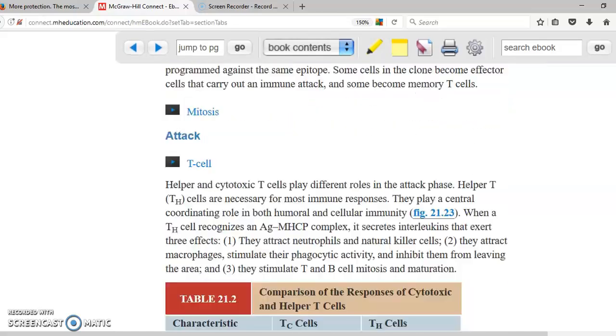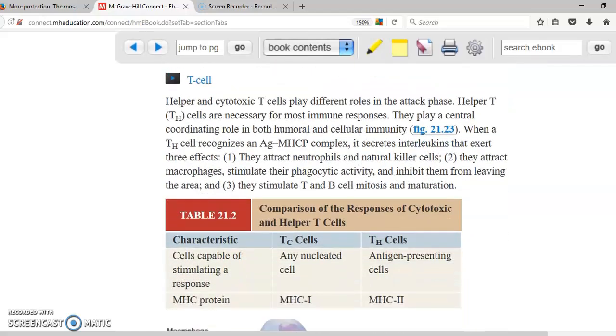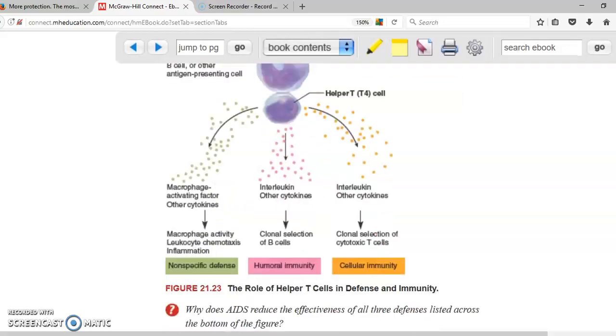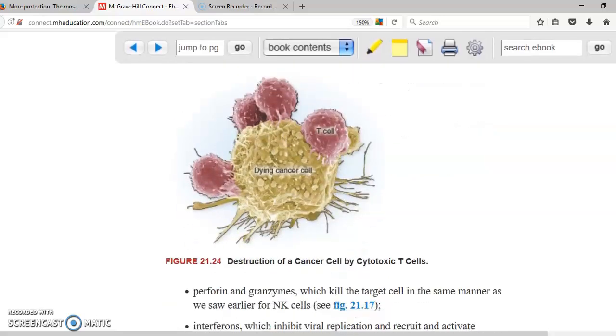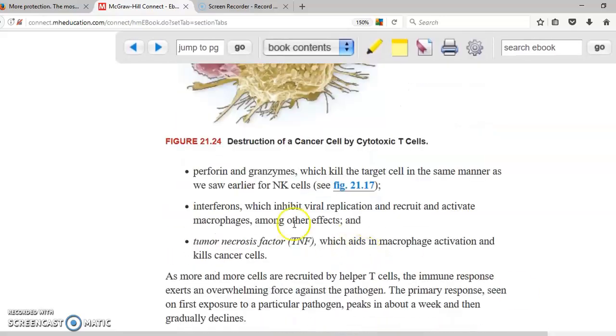And then we have attack here. We already talked about it. If we keep scrolling down, you can see the interleukin works by increasing the cellular immunity, the humoral immunity, as well as the non-specific defense. Then if you keep scrolling down, you have some of the chemicals used by the cytotoxic cells to destroy microorganisms. It uses a lot of enzymes to destroy it. Interferons stop viral replication in cells that are being infected with viruses. And the tumor necrosis factor is very important in order to destroy cancer cells.